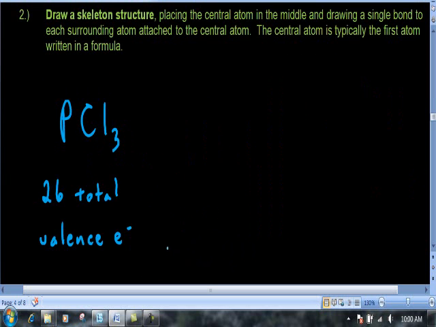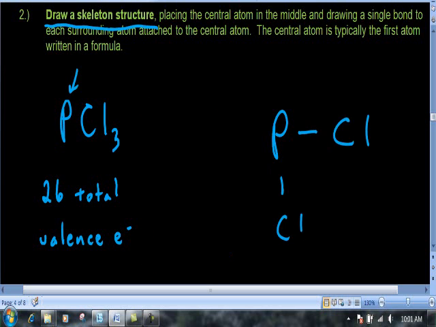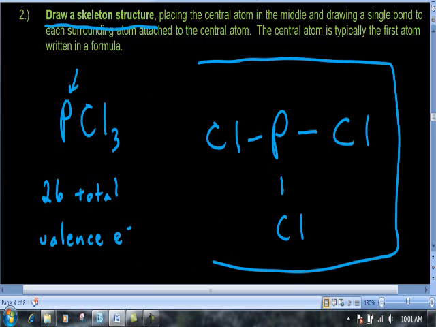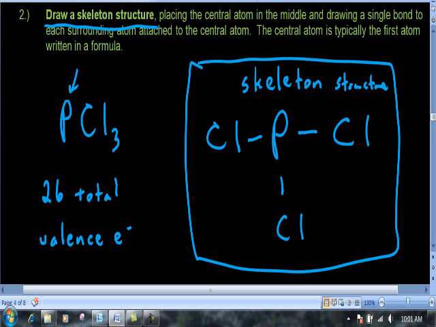Our next step is to draw what's called a skeleton structure of our compound. Skeleton structure is taking the first atom, making that the central atom, and then drawing a single line to each of the other atoms in the structure to connect each atom to the central atom in our Lewis structure. This would be what we'd call our skeleton structure for PCl3. We're now done with step 2.